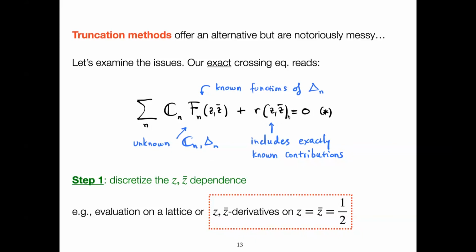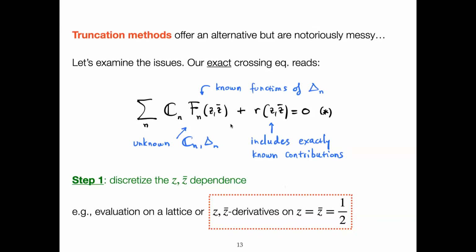Then you take that information, you plug it in, and their total contribution I summarize here in a non-explicitly known function that I will call R for the rest or remaining or whatever. The first step is to discretize the Z dependence, which is standard, also in the linear functional method. You can do that by evaluating this equation at specific points in a collocation lattice, or you can compute Z and Z bar derivatives, which is the usual practice, around a point. A convenient point is the crossing symmetric point.